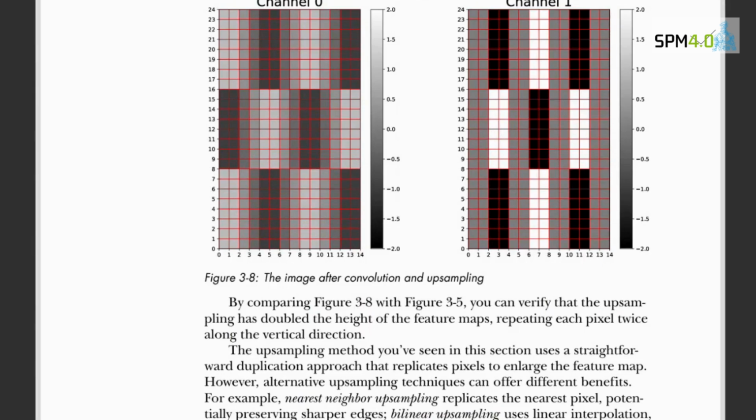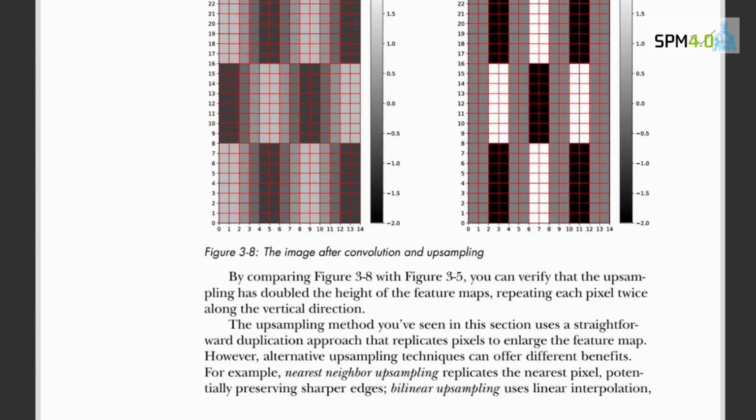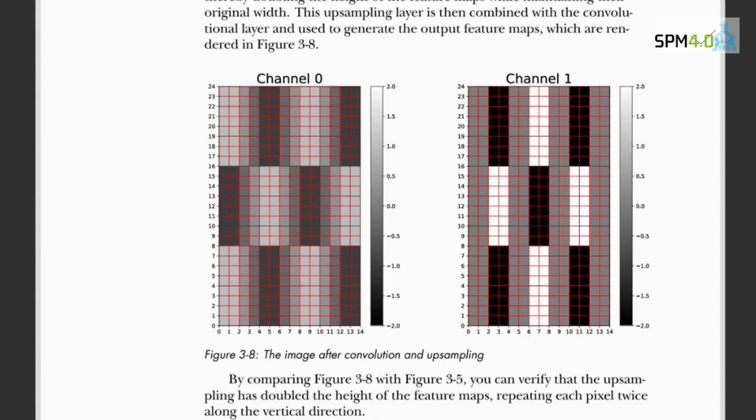We don't show it here, but another way of doing this upsampling: you can reproduce exactly the same value multiple times, but you can also do it using, for example, bilinear approximation or nearest neighbor. So there are different possibilities.